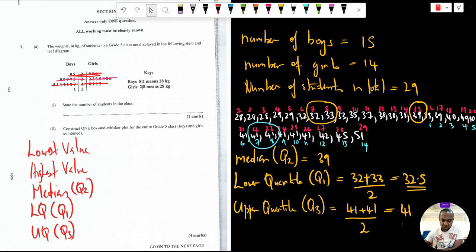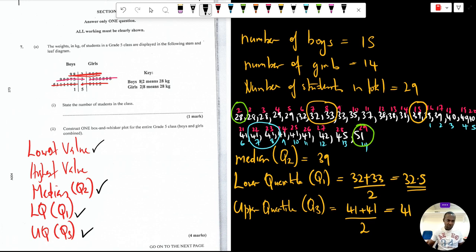So what have we found so far? We found the median Q2, which is 39 kilograms, the lower quartile Q1, which is 32.5 kilograms, the upper quartile Q3, which is 41 kilograms. And if you go back to our checklist, we can check off the upper quartile, lower quartile, median. The lowest and the highest values are easily determined. We simply look at the data set and identify the smallest and the largest. And of course, these correspond to 28 and 51 respectively, right?